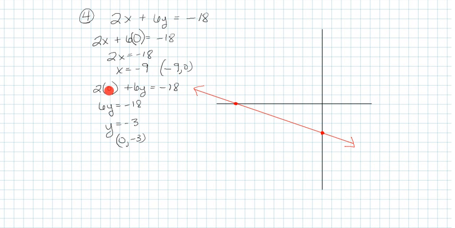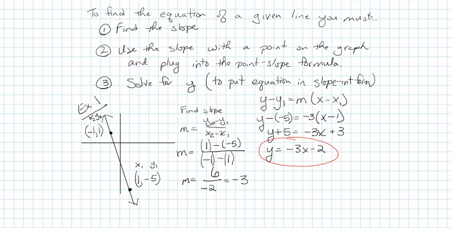Now to find our y-intercept, we plug 0 in for x, which we've done here. 2 times 0 plus 6y equals negative 18. 2 times 0 is 0, so we're left with 6y equals negative 18. And when we divide each side by 6, we get y equals negative 3. So we have the point 0, negative 3, which we have plotted here. So we connect our 2 points with a line, and we have now graphed that equation. Now we will go into finding the equation of a line when given a graph.